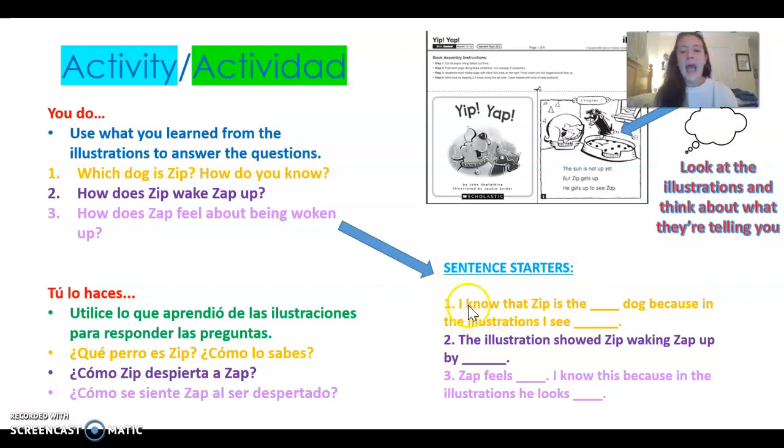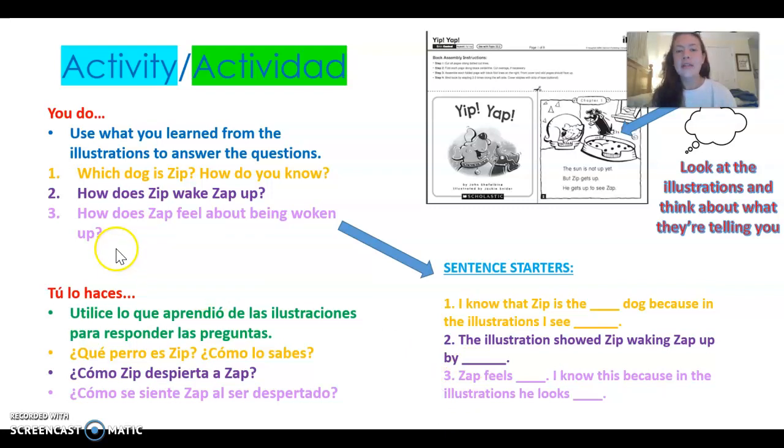So you can say, "I know that Zip is the blank dog because in the illustrations I see." So I really want you to be telling me what the illustrations told you about what's happening in the story and what clues the illustrations gave you. So for number 2, how does Zip wake Zap up? "The illustration showed Zip waking Zap up by," and then you'll just tell me exactly what you see in the picture. It's really easy. You guys are going to do awesome with this.